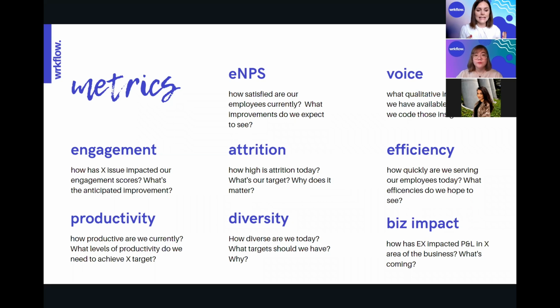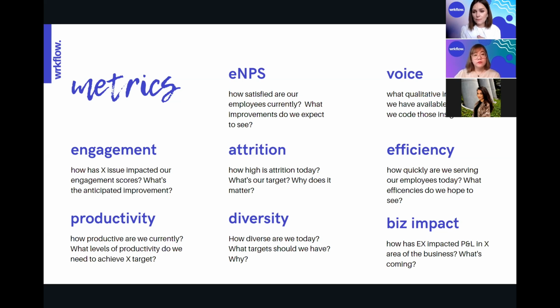But on the hard side, just a few ideas here. So engagement: how has X issue impacted our engagement scores? What's the anticipated improvement? Productivity: how productive are we currently? Organizations measure productivity differently, so make sure you're investigating that. And what levels of productivity do we need to achieve this target? eNPS: how satisfied are our employees currently with the service we're providing them, and what improvements do we expect to see? Attrition: how high is attrition today? What's our target and why does it matter?